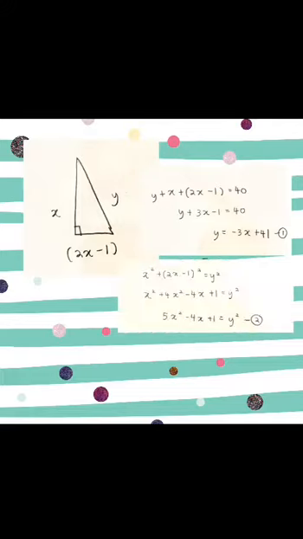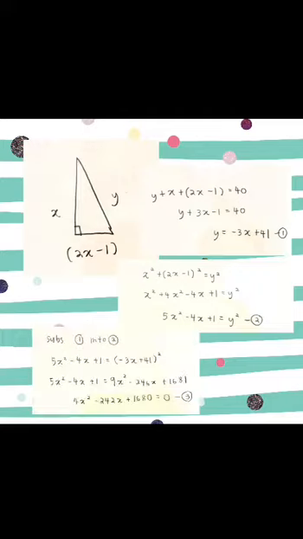For the second equation, we can use the Pythagoras theorem. It will be x squared plus bracket 2x minus 1 bracket squared equals to y squared. And then we're going to expand the equation and solve it. It will become 5x squared minus 4x plus 1 equals to y squared. And that is for the second equation.